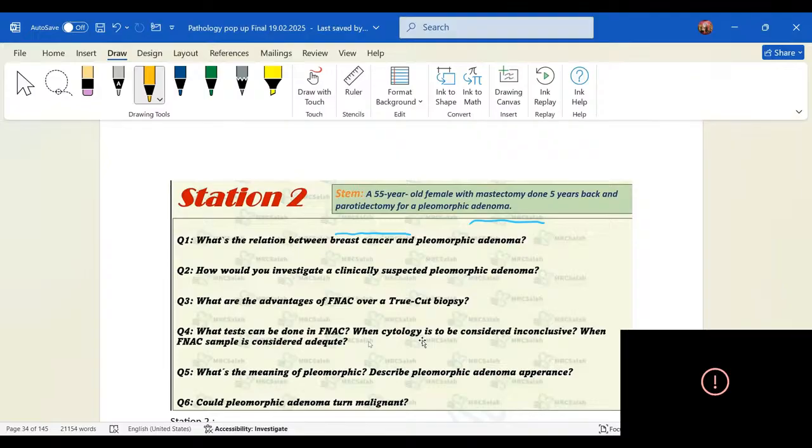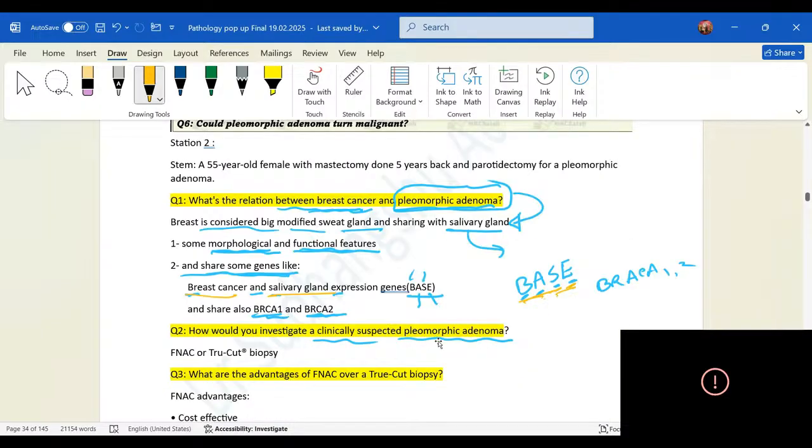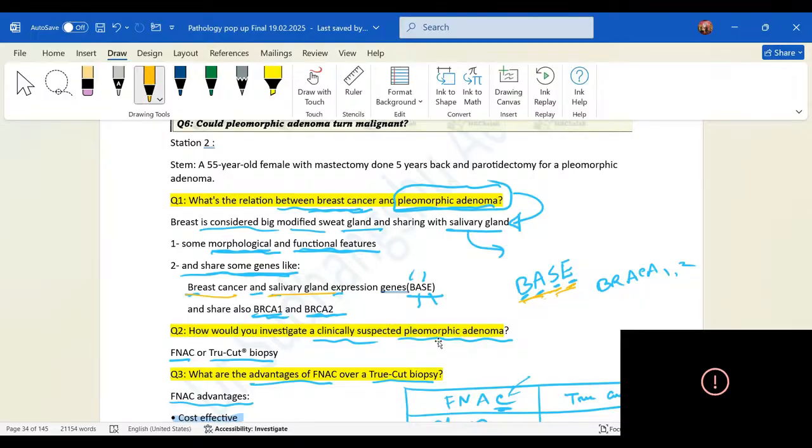A 55-year-old female with mastectomy done 5 years back and parotidectomy for a pleomorphic adenoma. What is the relation between breast and pleomorphic adenoma? The breast is considered a modified sweat gland, which shares with the salivary gland some morphological and functional features. They share some genes, like BRCA1 and BRCA2.